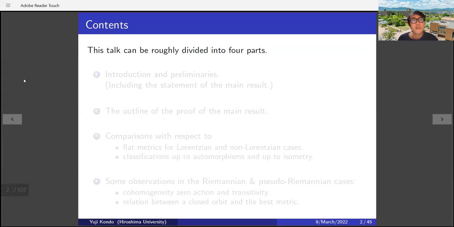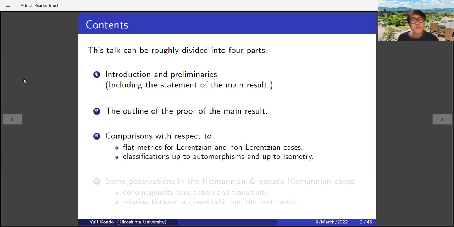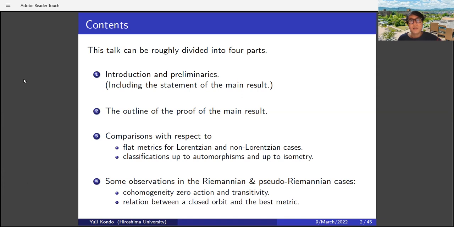Okay, so first of all, let me explain the contents of this talk. Today's talk consists of four parts. The first one is an introduction and some preliminaries, including the statement of the main result. The second one is the outline of the proof. Next, we have some comparisons with respect to flat metrics for Lorentzian and non-Lorentzian cases, and with respect to classifications up to automorphisms and up to isometry. And finally, we see some observations in the Riemannian and pseudo-Riemannian cases, which is about cohomogeneity zero action and transitivity, and a relation between a closed orbit and the best metric.